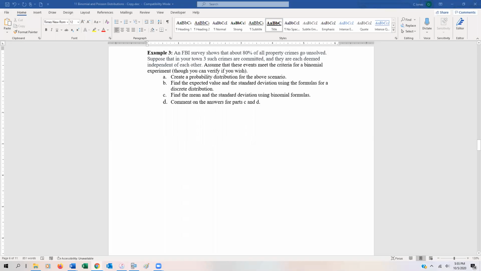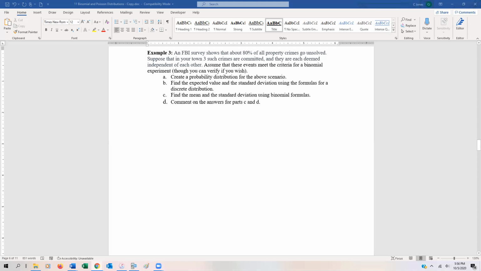So one last example of our binomial distribution. This is one where we're actually going to show the relationship of binomial to a discrete distribution. So we have an FBI survey. It shows that about 80% of all property crimes go unsolved. Suppose that in your town, 3 such crimes are committed, and they are deemed independent of one another. Let's assume that they do meet the criteria for a binomial experiment. And we can go through that, but you can verify it certainly.